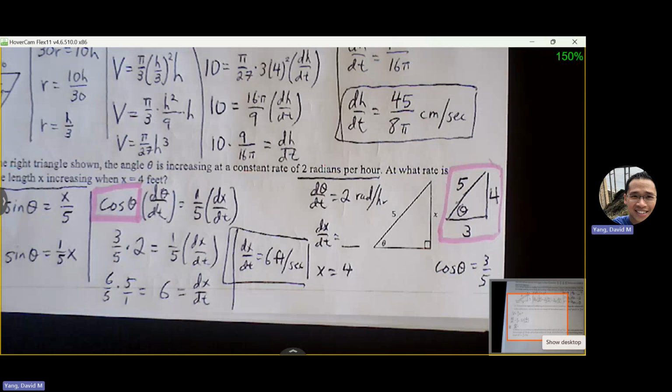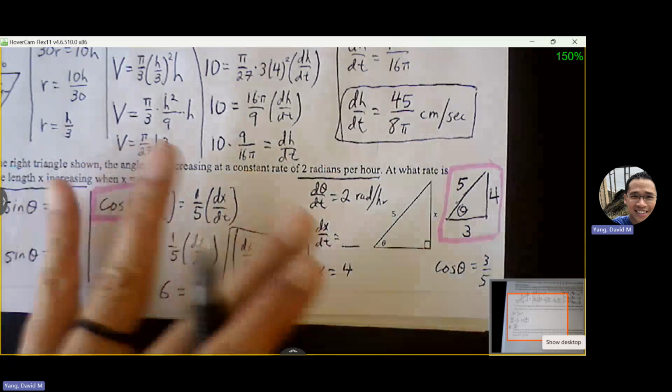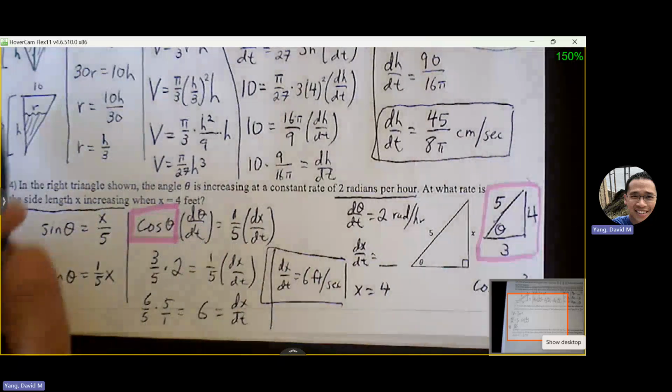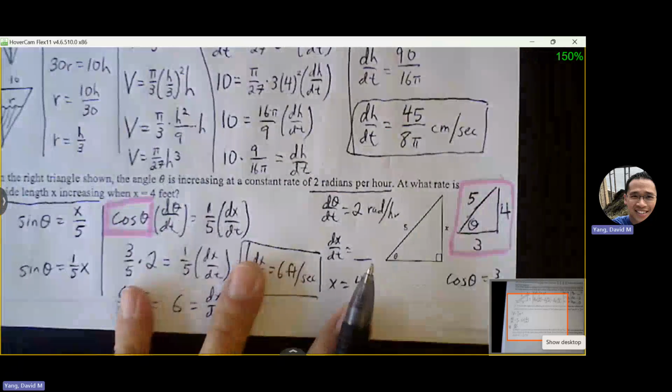I just want to do one more type of problem, and this is a cylinder. A cylinder has a similar formula as a cone, but it's a lot easier.